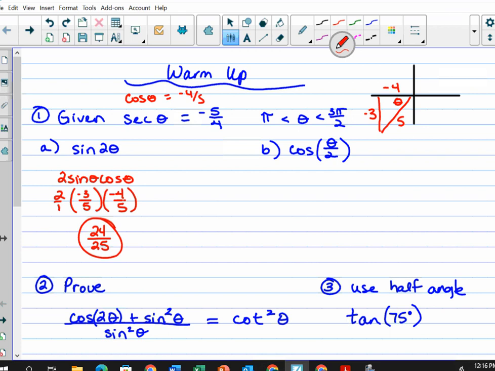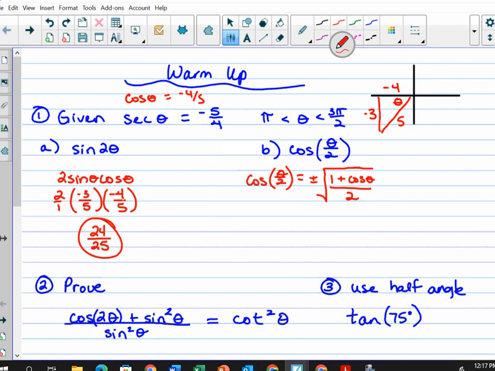All right, guys. Did we do okay on A? A makes sense? Okay, B. Let's write the formula first. What is the formula for cosine of theta over 2? Plus or minus the square root of 1 plus cosine over 2. Okay, sine is the one that's 1 minus cosine. You have to decide, is this positive or negative?